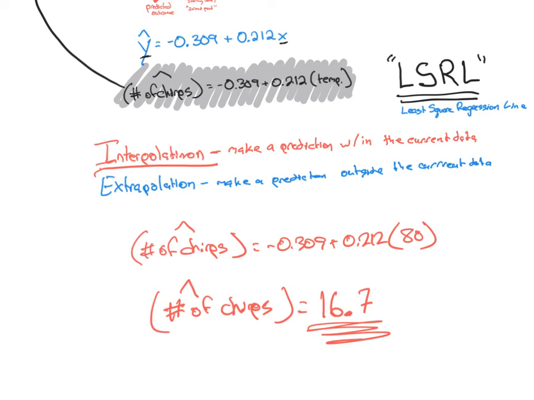So again, extrapolation, could I do 100? Absolutely. Plug in 100, but then always say use caution because we don't know what happens at 100 degrees. We don't have any data on it. So we can make a calculation, but we don't want to assume that we know what that is. So that is using your least squares regression line.